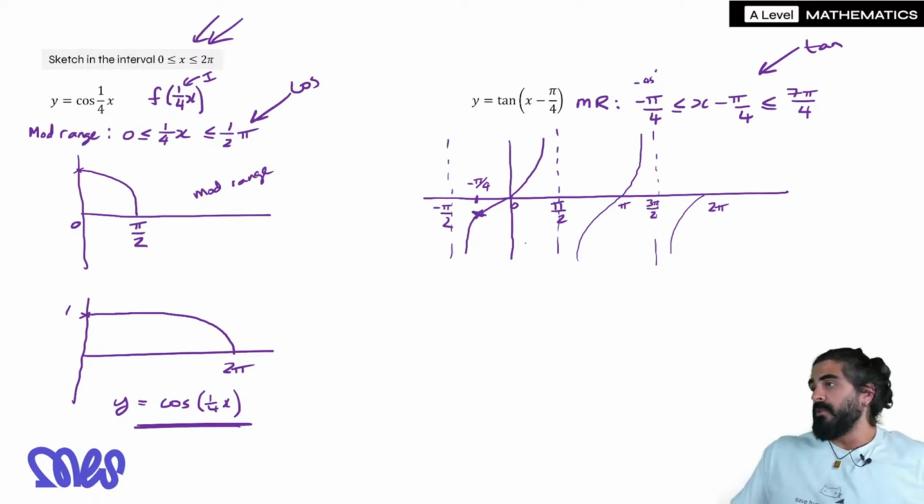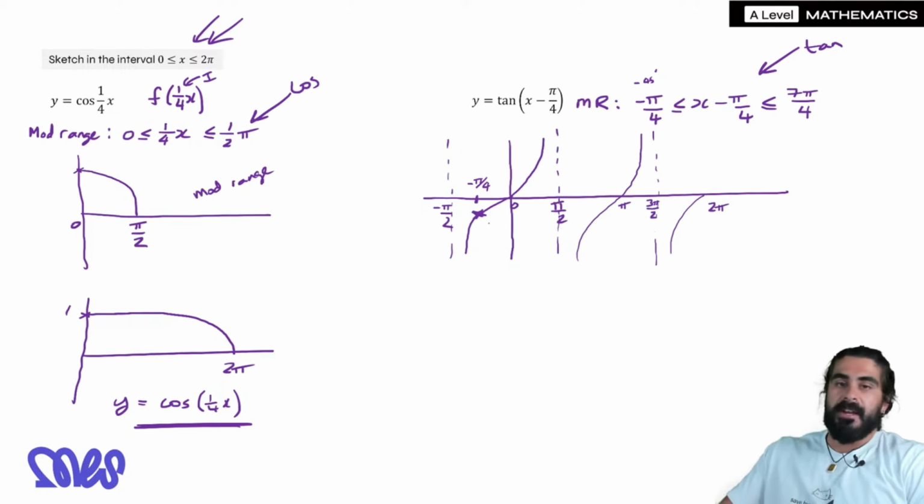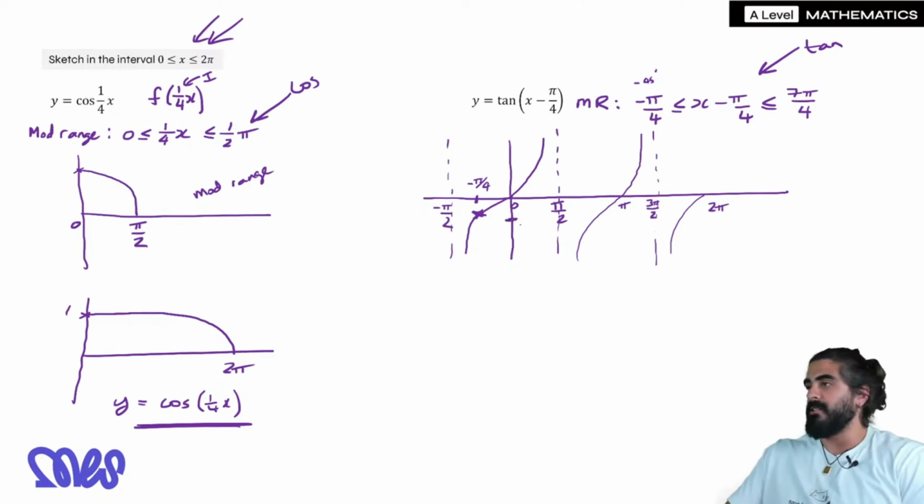Now it might be useful for you lot to type in what tan of minus pi over 4 is. Tan of minus pi over 4 is going to tell us what the value is here on the y-axis. Now if you do type it in, it should tell you minus 1. Yeah, so tan of minus pi over 4 is minus 1. Next thing is, where is 7 pi over 4?